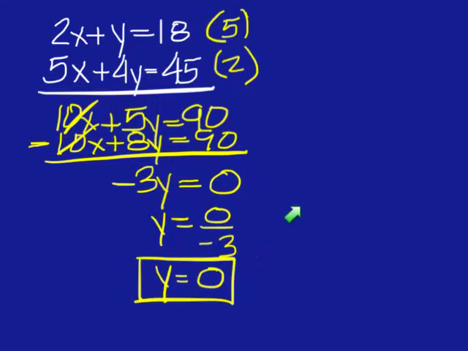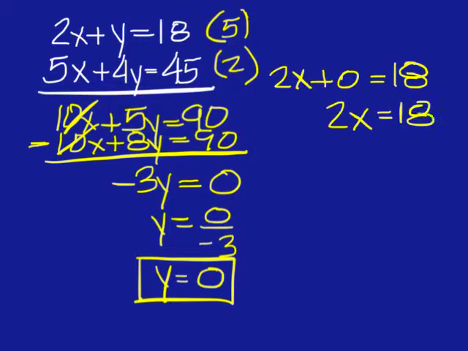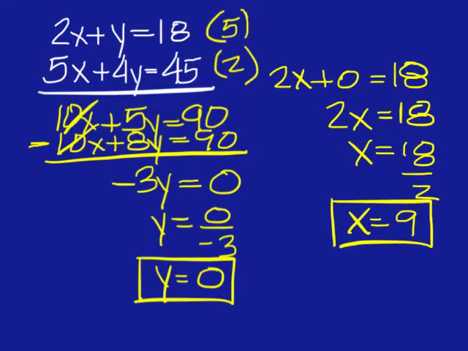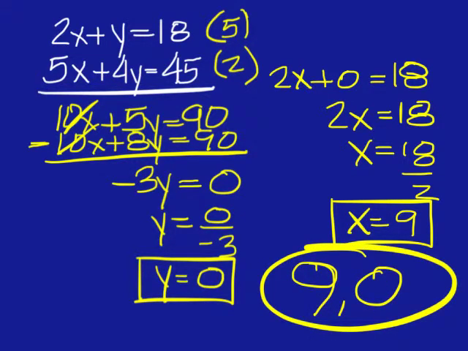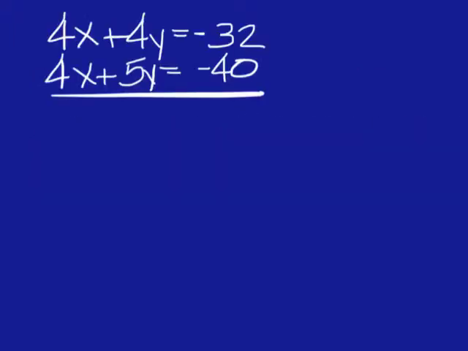Now this 0 you can put in right here or here. Makes no difference. I'll choose the top one. So that's 2x plus 0 equals 18. You can drop the 0. No need to keep it. And then divide by 2. And the answer should be 9 for x. The final answer is written as x first and then y second. 9, 0.